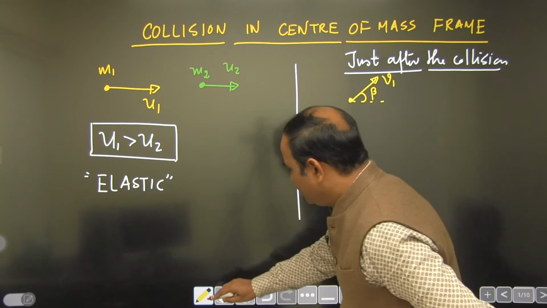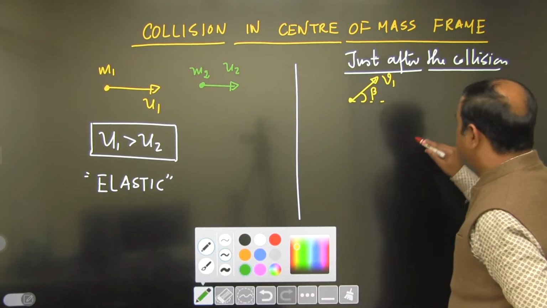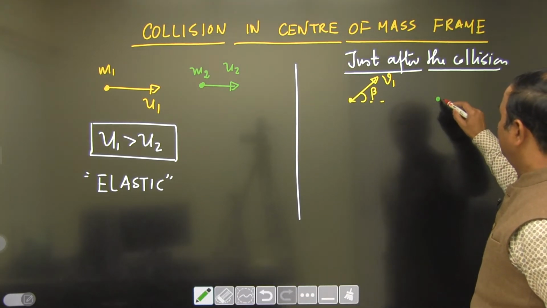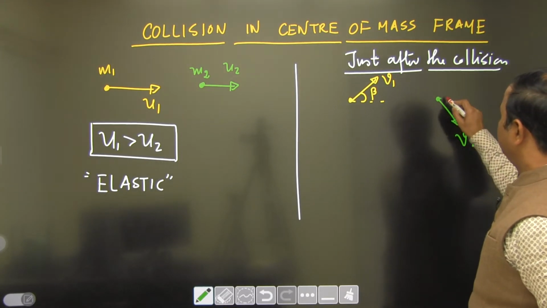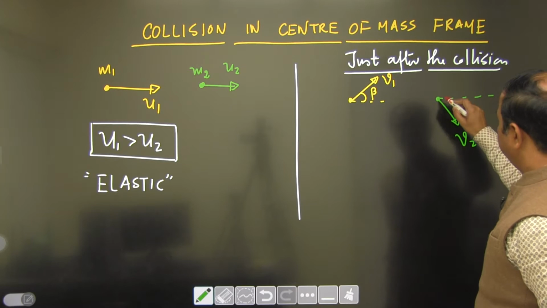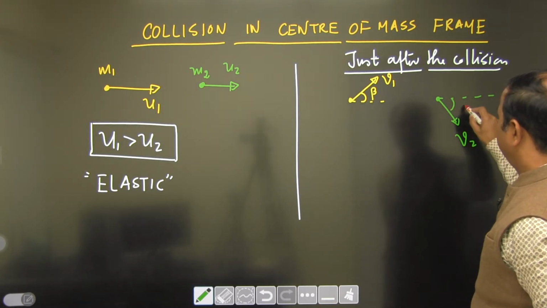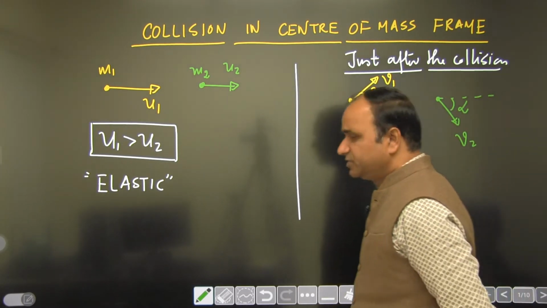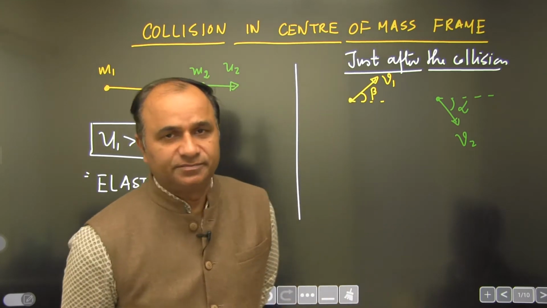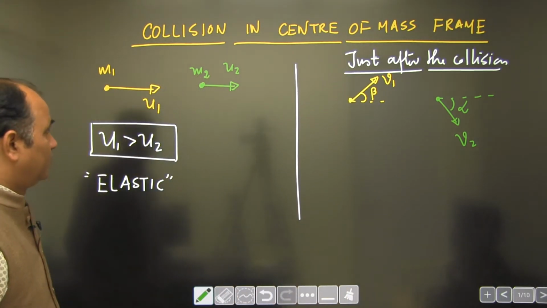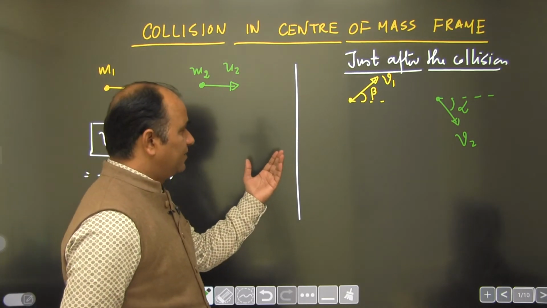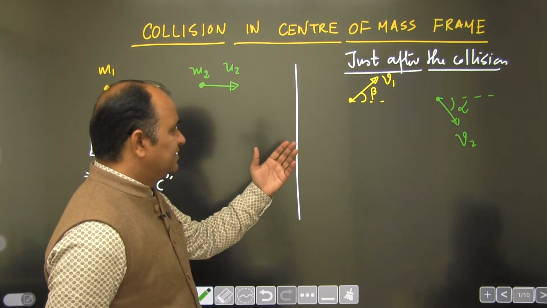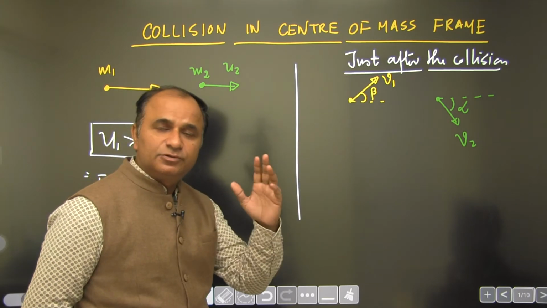And the other particle, which was shown with the green color, is moving in this direction with speed v2, making some angle with the initial direction of motion, which is alpha. So this is the situation just after the collision. Now we have to analyze this situation, the event, in center of mass frame.